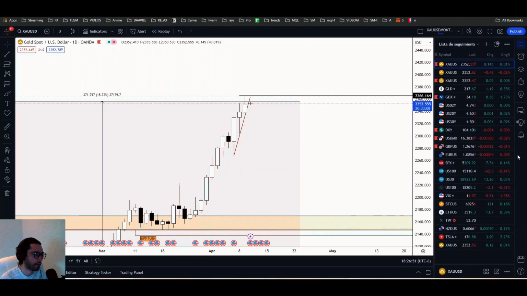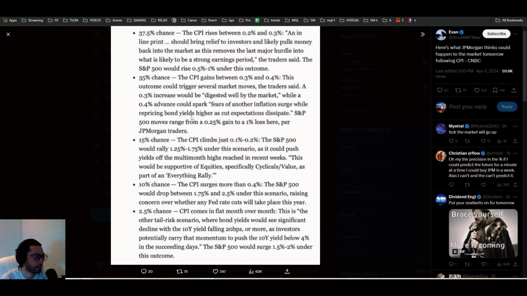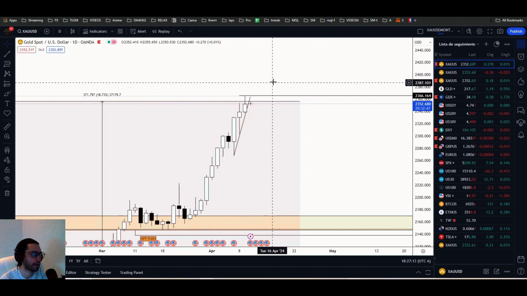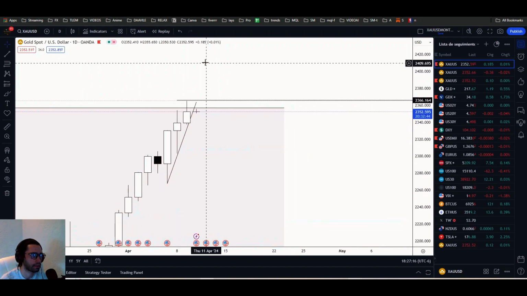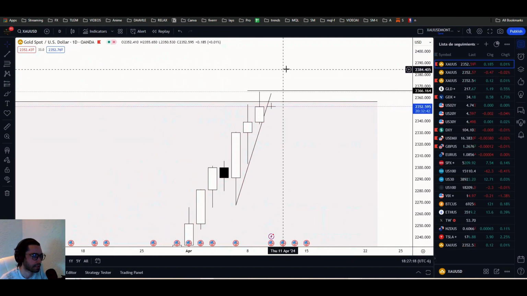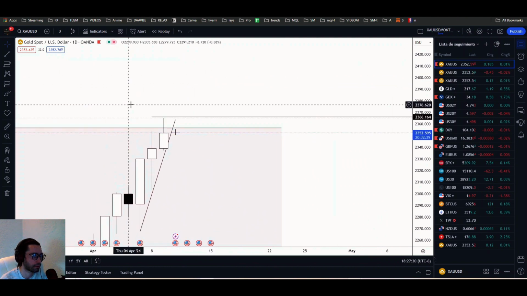Okay, today we started with the fundamental part and we reviewed very quickly the JP Morgan outlook for tomorrow's CPI based on 4 scenarios. And now let's focus on this trip. Let's divide it into CPI comes better and CPI comes worse. So in case we have this situation, it will be a lower one. We will be expecting, we have here the gold chart in the daily.